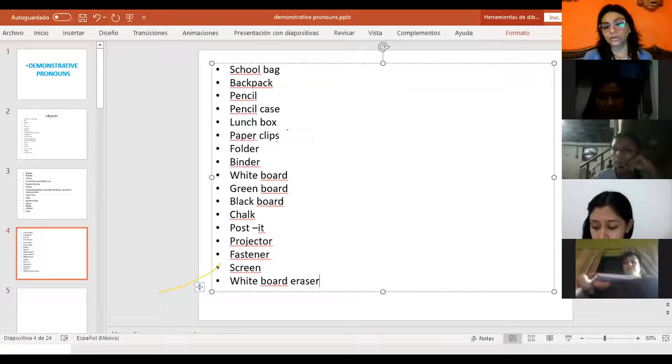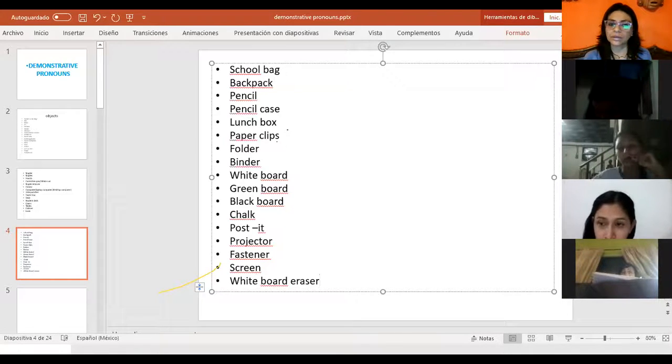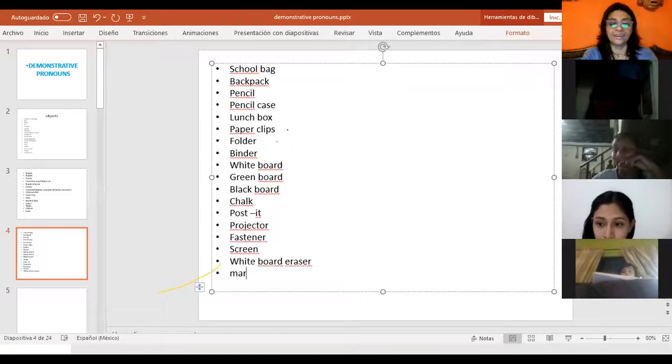Is it for a green board eraser? Or just board eraser, all right? Y el pilot. Marker. Ah, sí. Marker. What else?